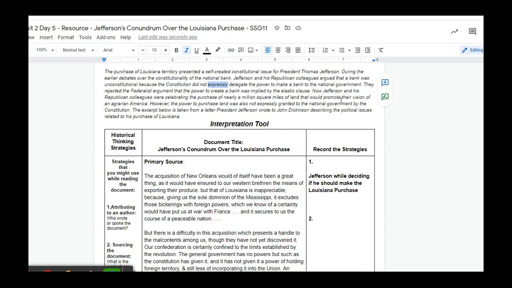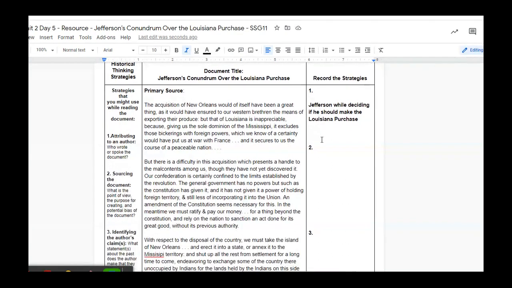Now Jefferson and his Republican colleagues were celebrating the purchase of nearly 1,000,000 square miles of land that would double the size of the United States and promote their vision of an agrarian or farming United States of America. However, the purchase of land is also not expressly granted to the national government by the Constitution. The excerpt is taken from a letter President Jefferson wrote to John Dickinson describing the political issues related to the purchase of Louisiana. So the point of view is going to be Jefferson's issues with purchasing. I don't have to read the source yet. I just got that from the blurb.